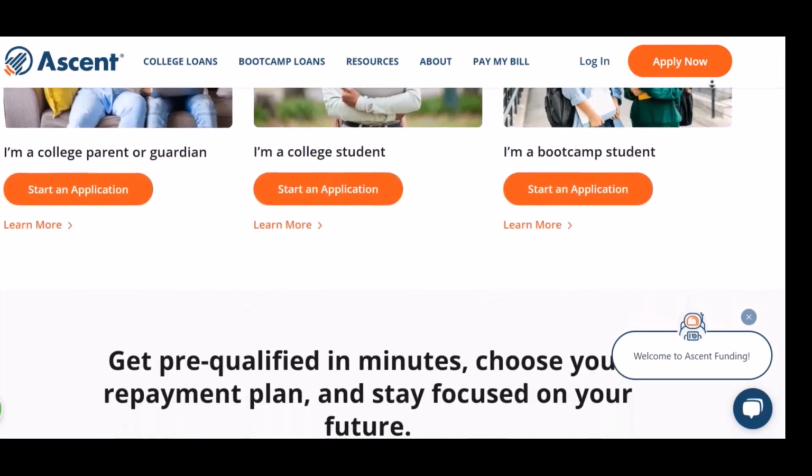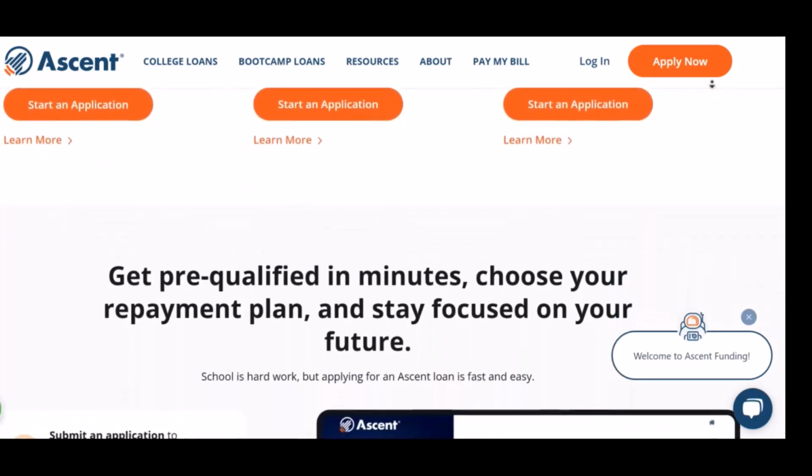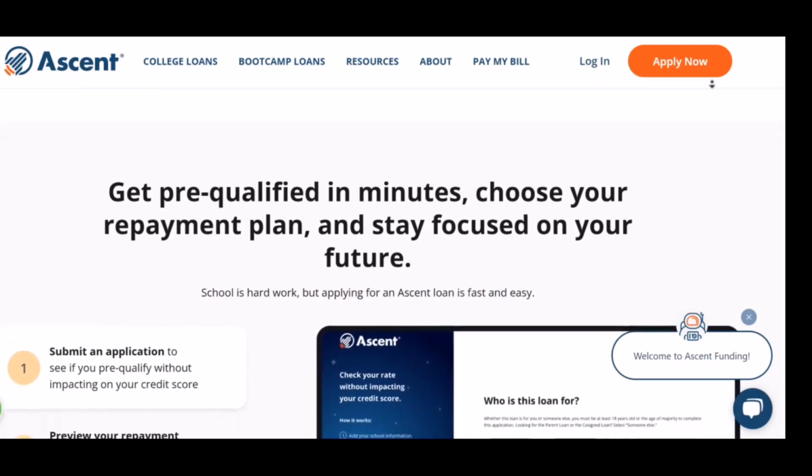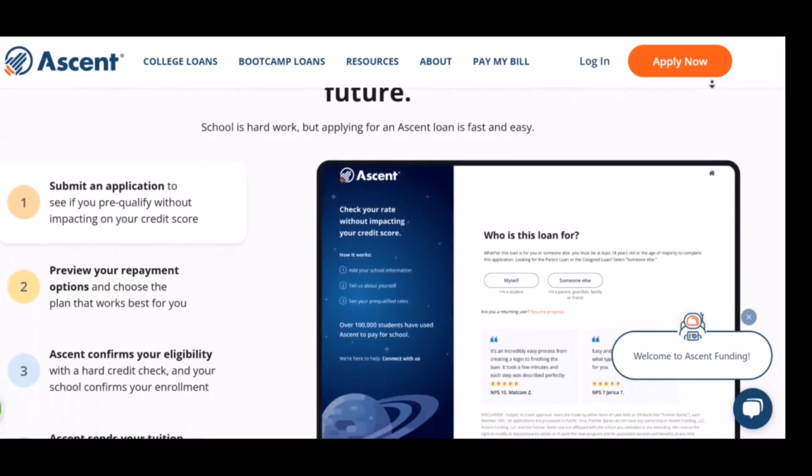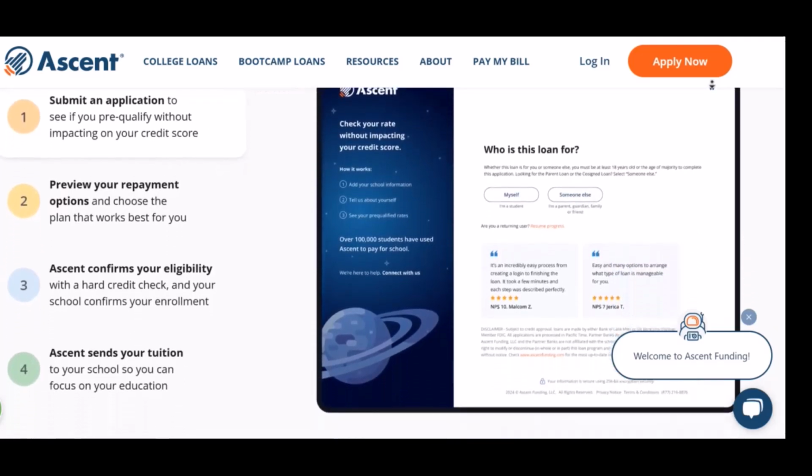School certification: highly variable, ranging from a few days to several weeks. Right to cancel period: typically 3 business days after final disclosure.